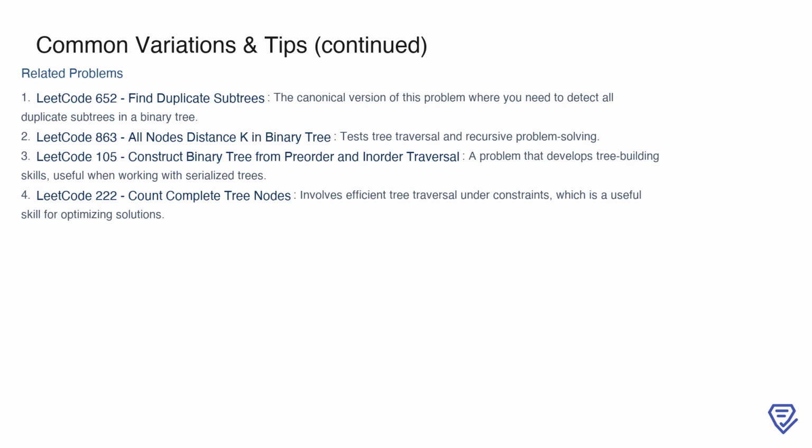LeetCode 105, which centers on constructing a binary tree from pre-order and inorder traversals, is particularly helpful for understanding tree construction and serialization concepts. Lastly, LeetCode 222, which involves counting complete tree nodes, provides insight into efficient traversal techniques under constraints. Exploring these problems will strengthen your ability to approach tree-related challenges from a variety of angles.